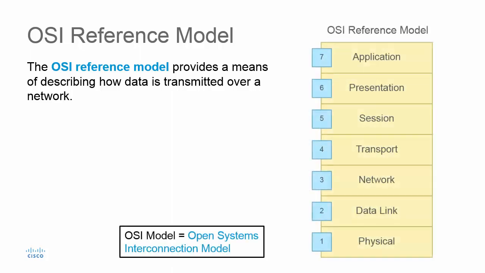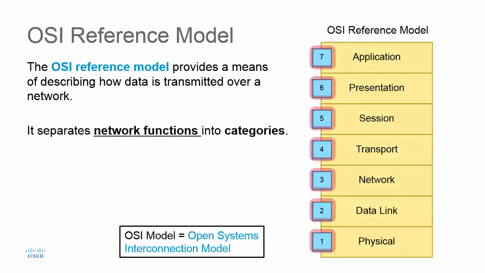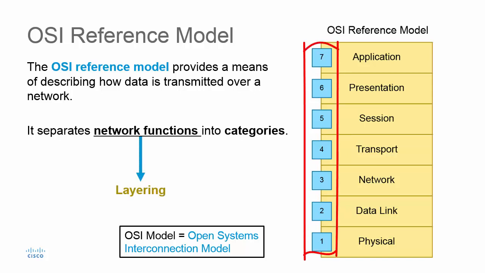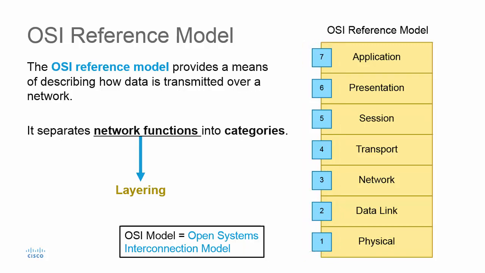The OSI Reference Model separates network functions into categories. This separation of networking functions is called layering. The OSI Reference Model has 7 layers. Each one illustrates a particular network function. Let's take a look at these layers.